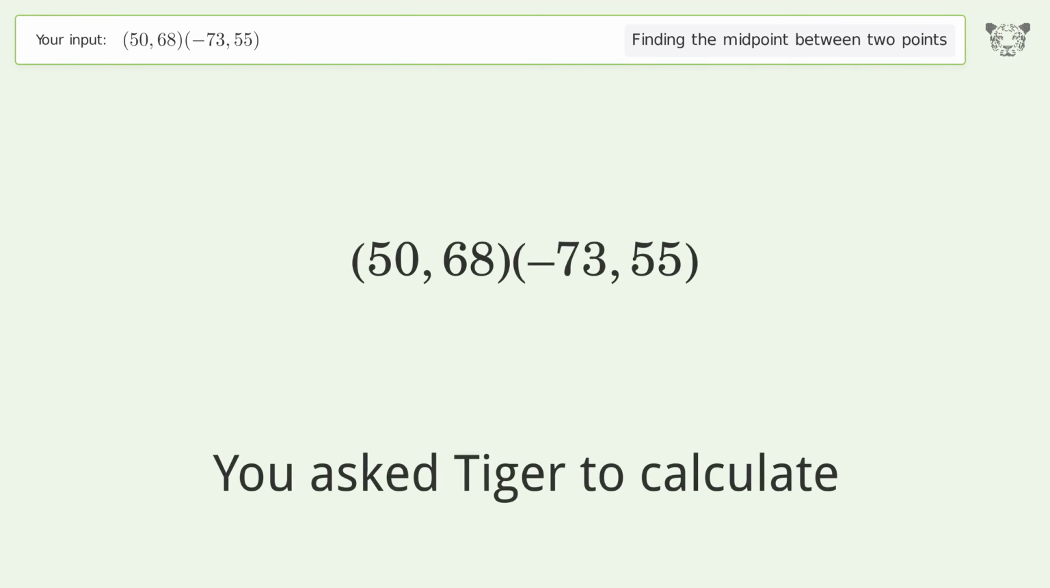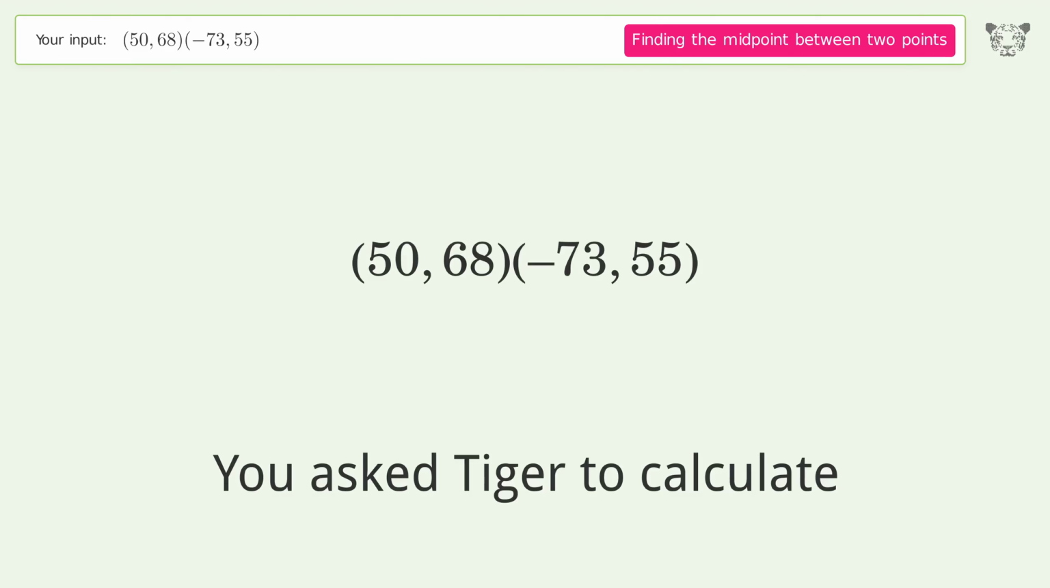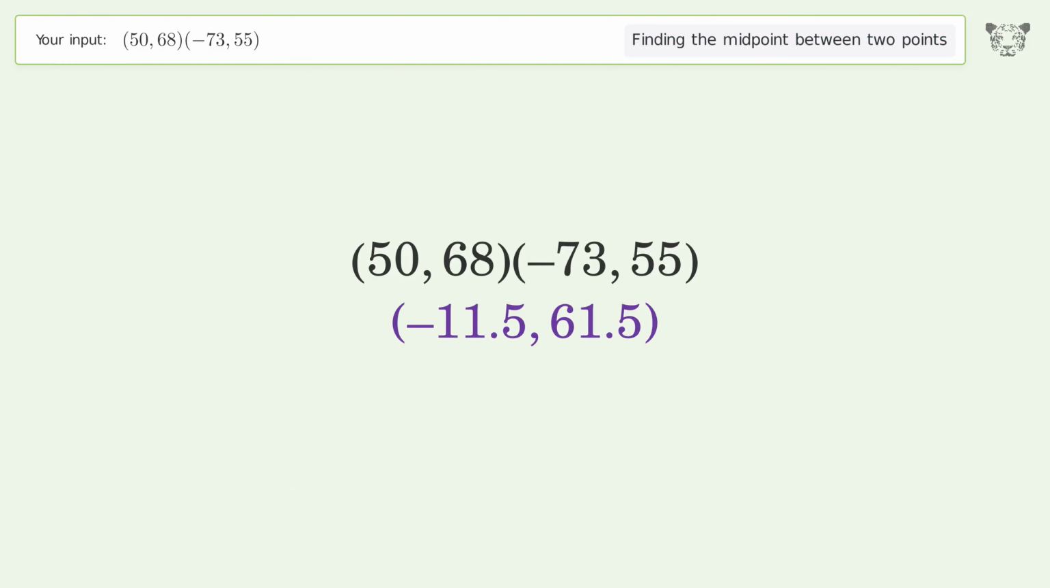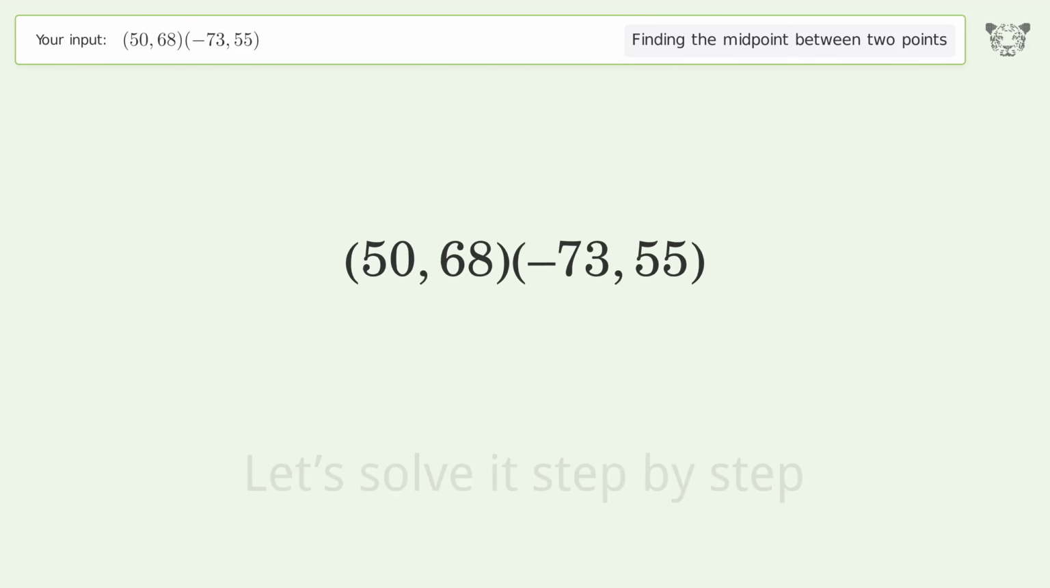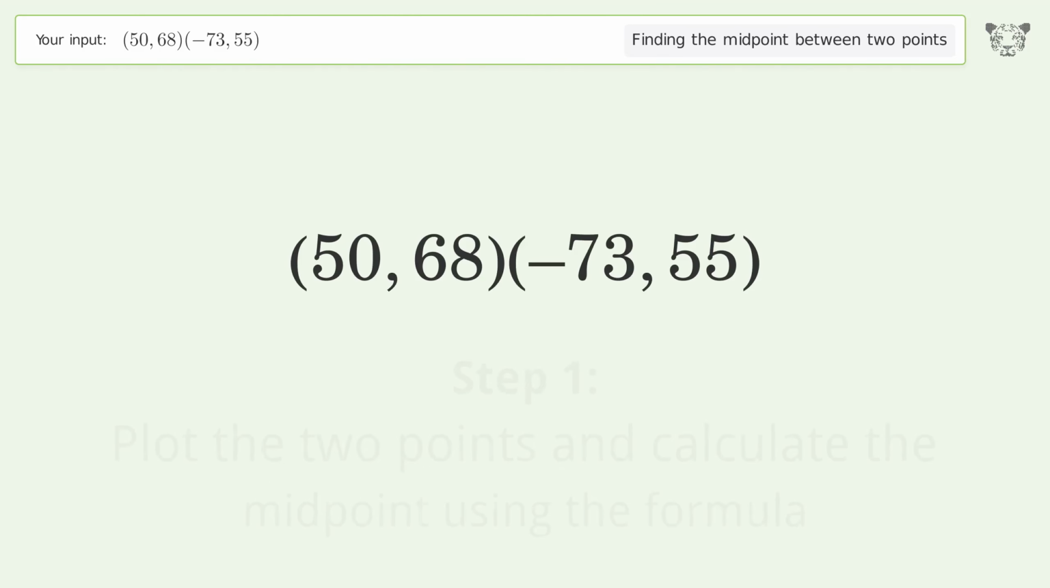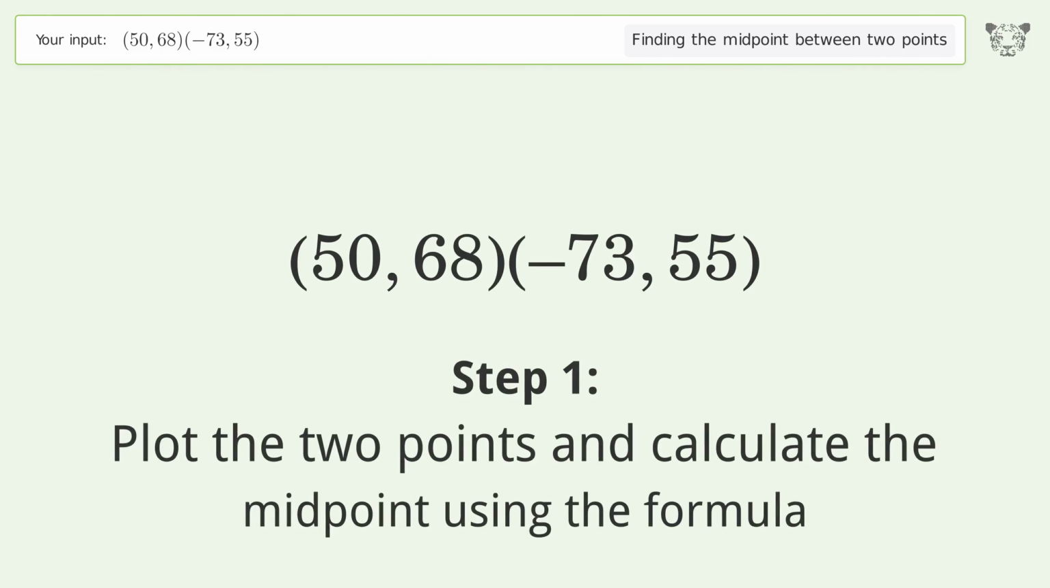You ask Tiger to calculate. This deals with finding the midpoint between 2 points. The midpoint between the 2 points is negative 11.5, 61.5. Let's solve it step by step. Plot the 2 points and calculate the midpoint using the formula.